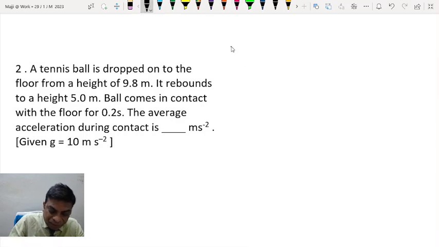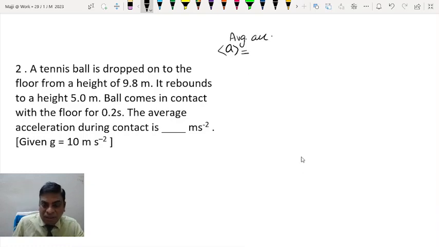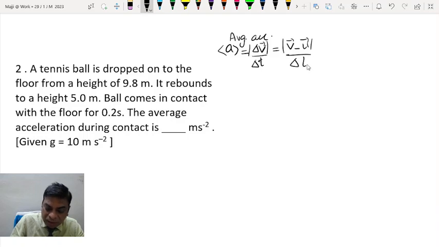As you know, the average acceleration is basically equal to the average rate of change of velocity. So average rate of change of velocity means change in velocity upon time taken. Remember, velocity is a vector quantity, so we have to be very careful. We need to subtract vectorially. So I'll take the final velocity as v, initial velocity as u, upon delta t.